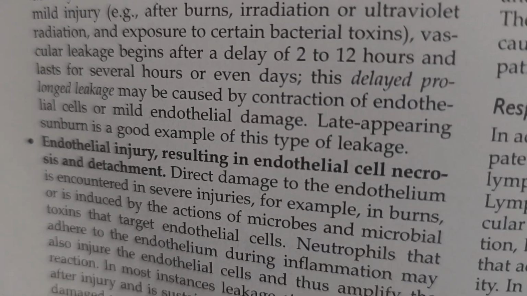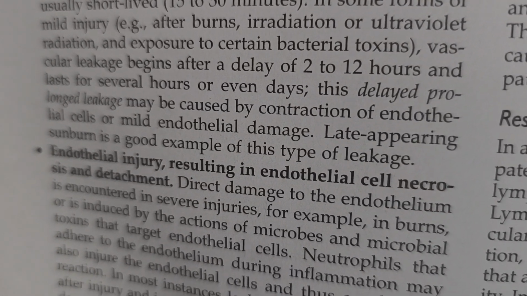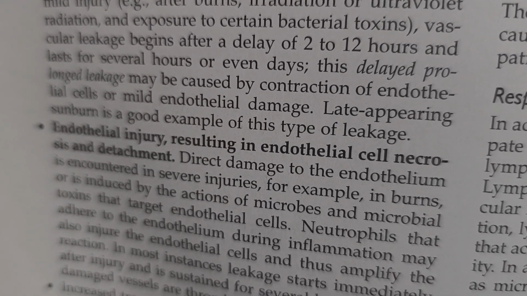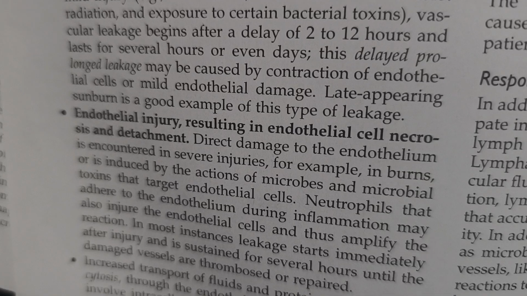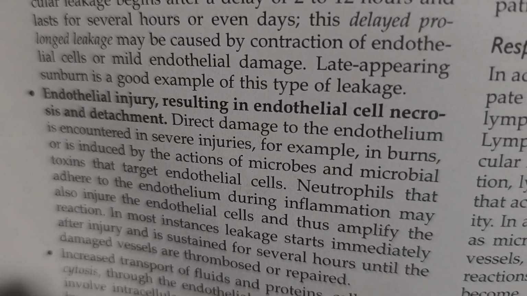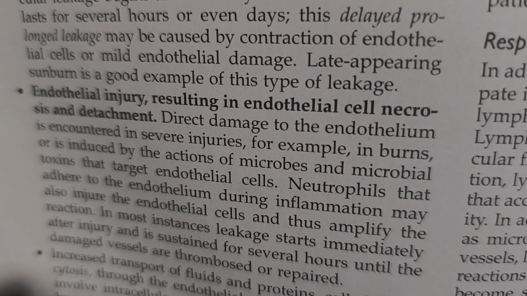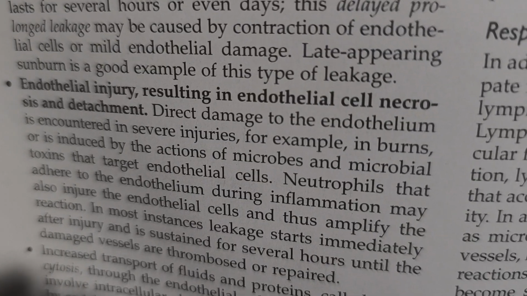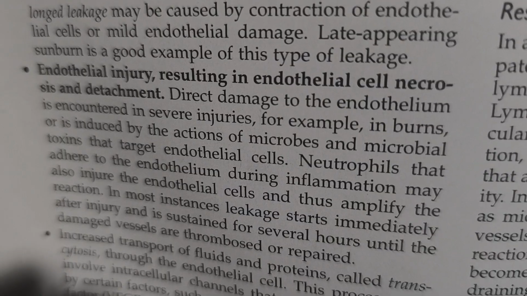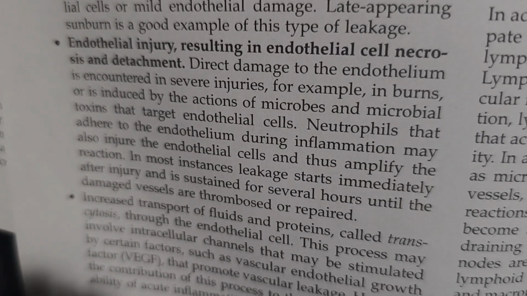In some forms of mild injury, for example after burns, irradiation or ultraviolet radiation, and exposure to certain bacterial toxins, vascular leakage begins after a delay of 2 to 12 hours and lasts for several hours or even days. This delayed, prolonged leakage may be caused by contraction of endothelial cells or mild endothelial damage, appearing later. Sunburn is a good example of this type of leakage.